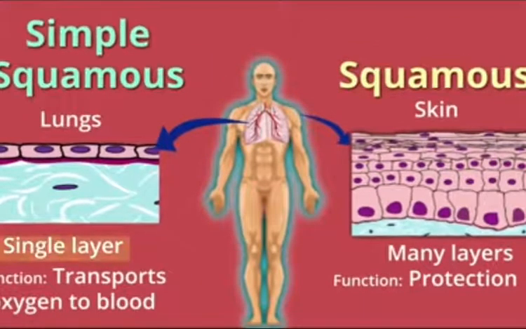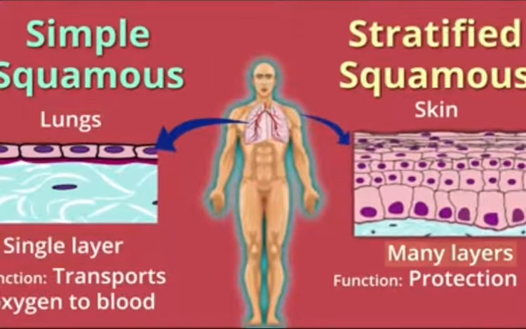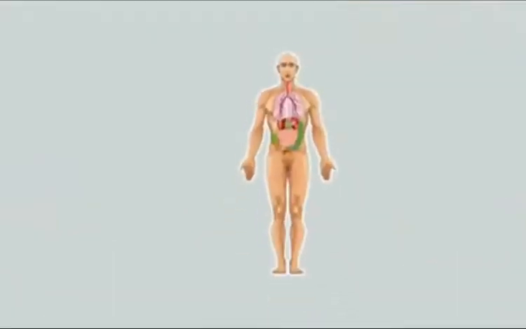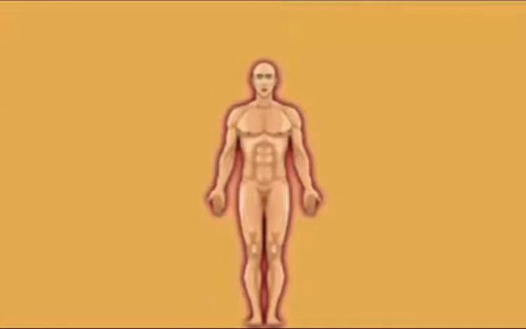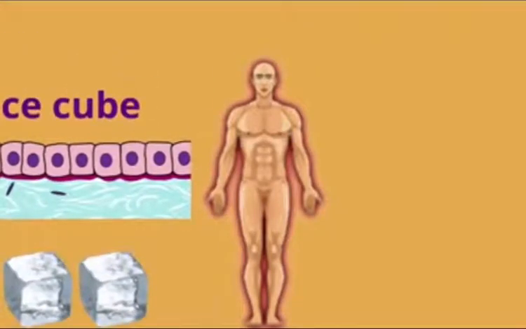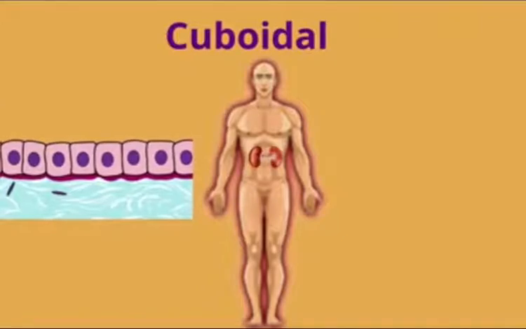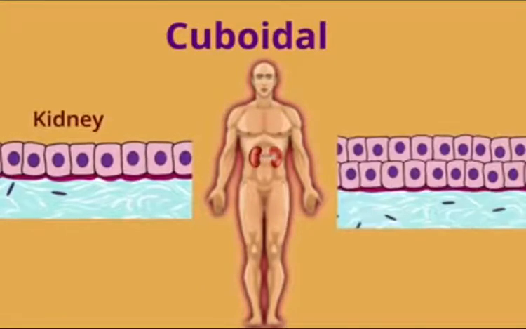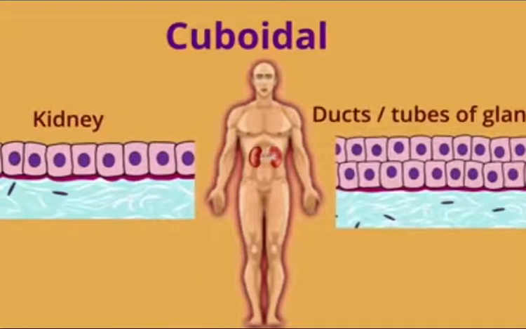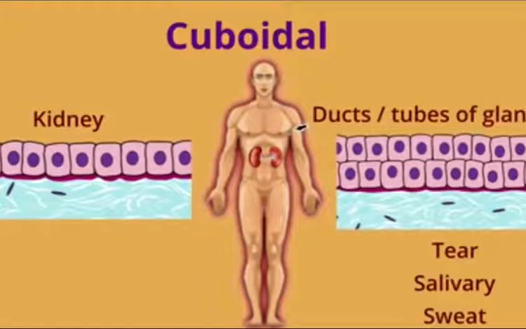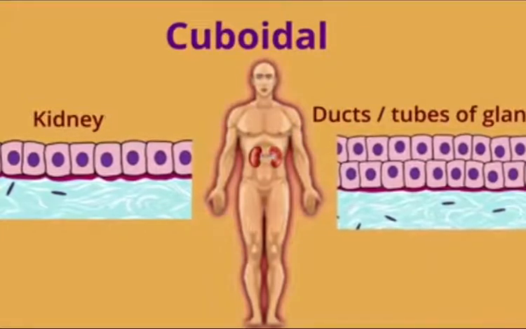So you have studied two types of squamous epithelium. One is simple and one is stratified squamous epithelium. The next one, cuboidal. See, the cells are cube-like, ice cube type. So it is cuboidal, which covers, in our body, the kidneys as well as the ducts or tubes of the glands, like tear glands, salivary glands, and sweat glands.